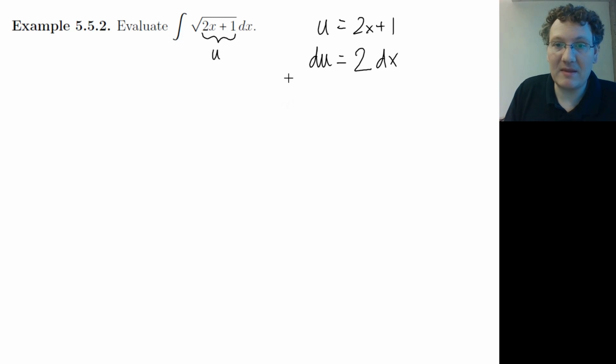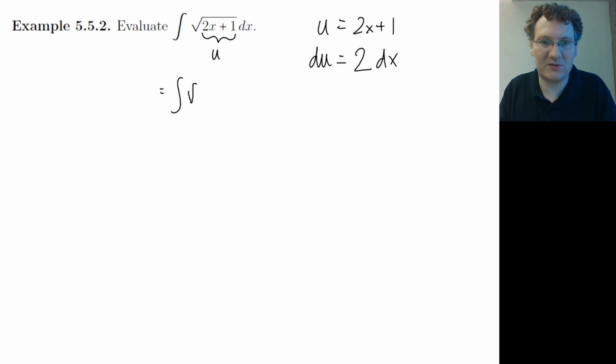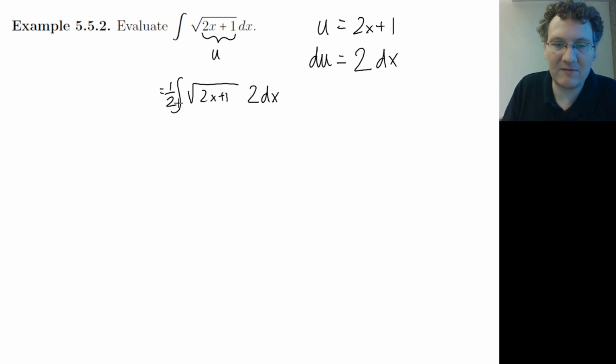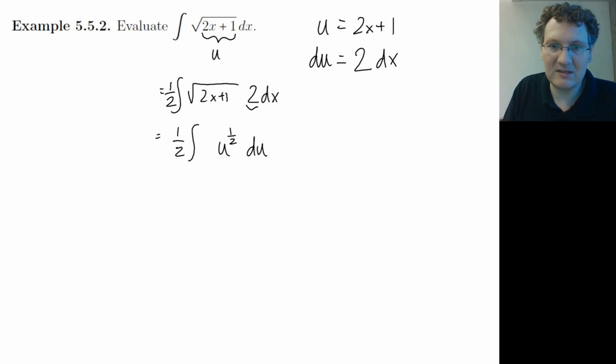And so I'm going to make this replacement. Now the problem is I don't have a 2 there, so I'll put the 2 next to it, so I have the square root of 2x plus 1 times 2 dx. But I can't make a 2 out of thin air. I have to compensate for it. Okay, so then I'm going to make the replacement. It's going to be 1/2 integral of, instead of writing the square root of u, I'm going to put u to the 1/2 du, right? This is my du.